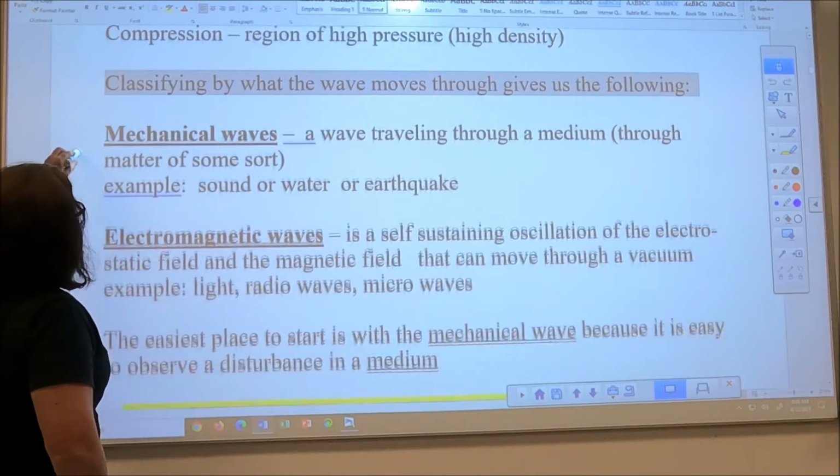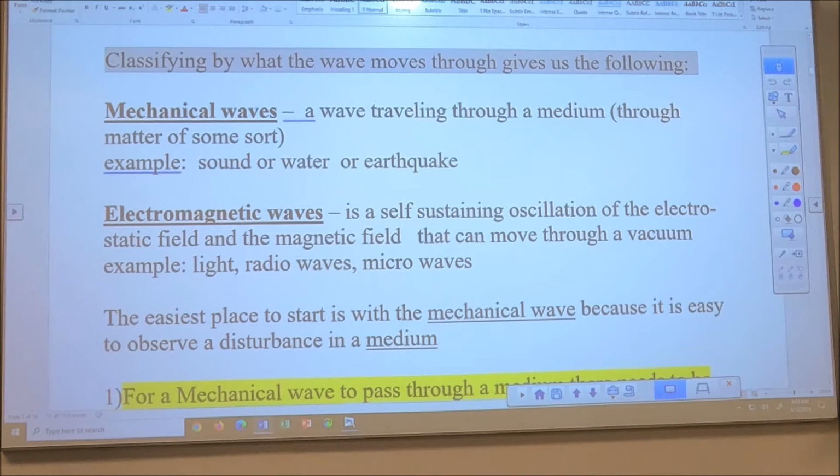So let's talk about mechanical waves. Mechanical waves travel through a medium, okay? Air, water, dirt, along a string, along the surface of a sheet of glass, along a piece of metal, okay? That would be mechanical. So sound waves, water waves, earthquakes are mechanical waves.